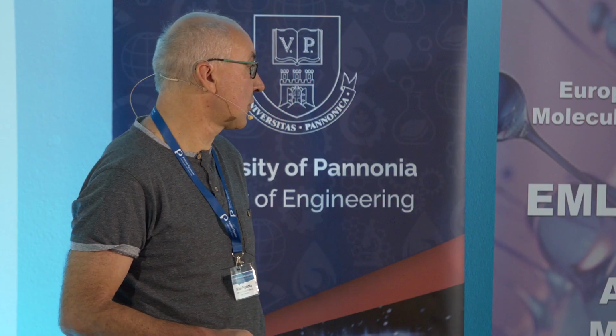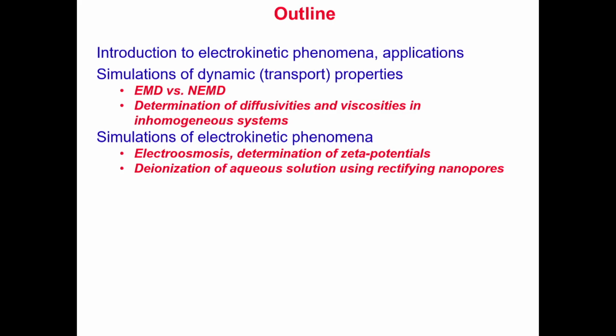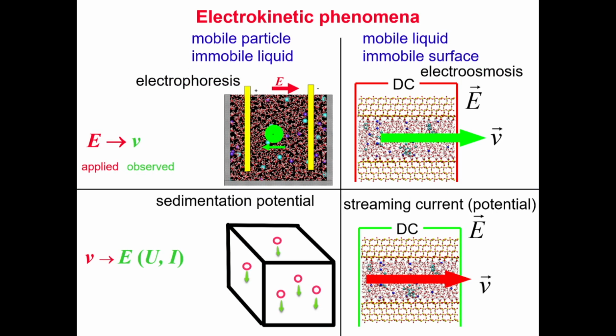So I will first introduce that, and then I will present our simulations of electroosmosis, which led to the determination of zeta potential. I will explain why it's important, and I will end up with the current research, which also uses electrokinetic phenomena, and that's capacitive deionization in graphene nanopores. So I will start directly with giving you examples of the electrokinetic phenomena and their application.